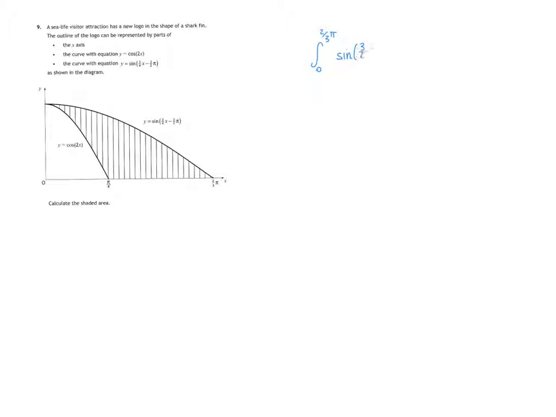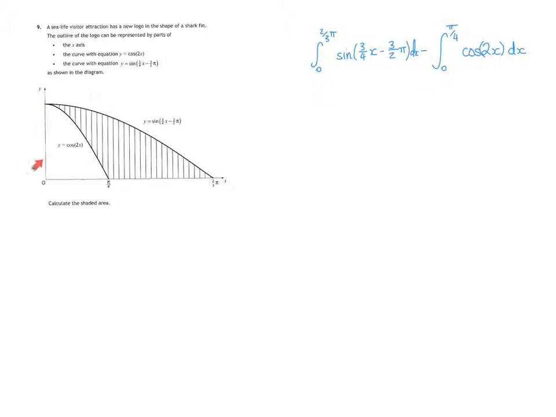of 3/4 x minus 3/2 pi. And we're going to have to subtract between 0 and pi over 4 the cos of 2x, both with respect to x. So it needs to be a little dx in there. Right, the reason that we're doing that is because this line here, this function, is on the top. So that's the one that's going to have to go first.